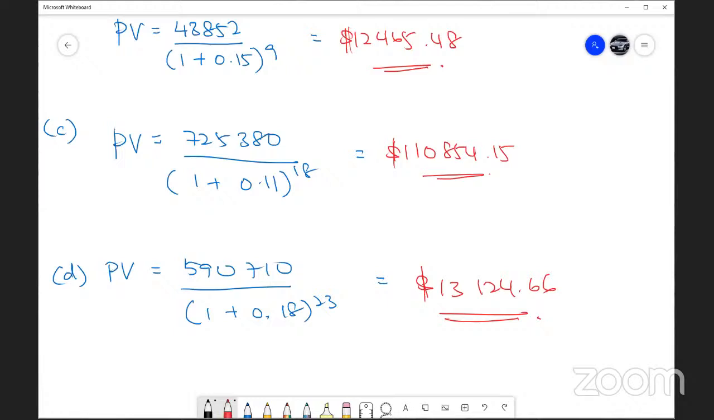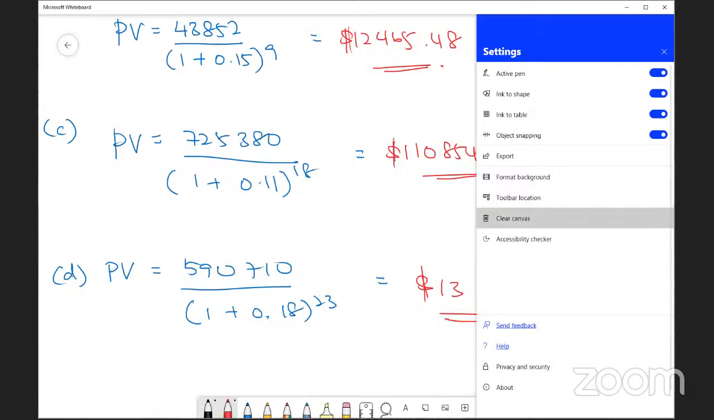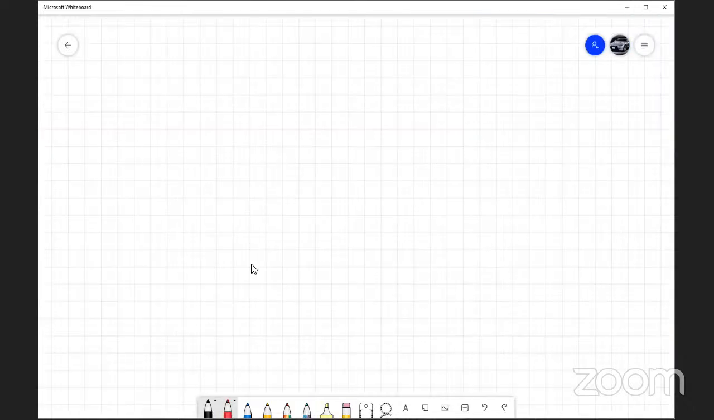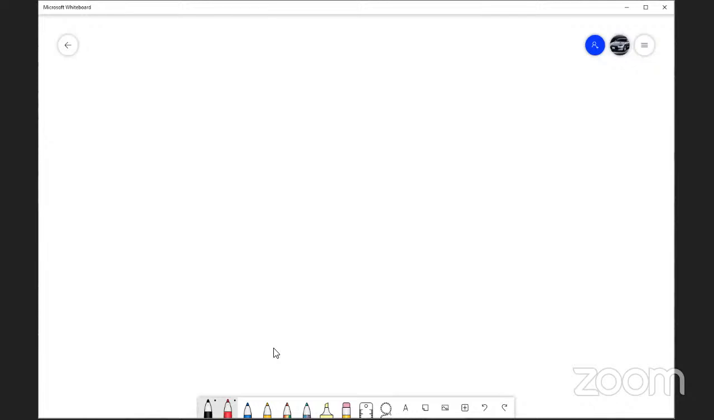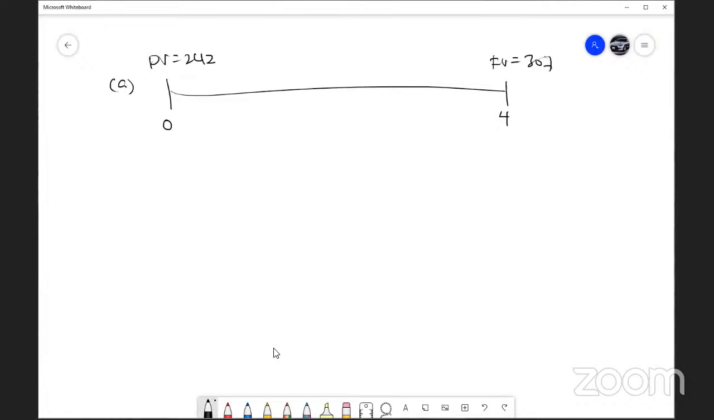All right. Question number 4. This will be a challenge to those who use a scientific calculator, because in question 4 they give you the present value, the years, and the future value, but not the interest rate. Look at the first one, A. If you put it into the timeline, for 0 to 4 years, the present value is 242, the future value is 307. Interest rate is unknown.